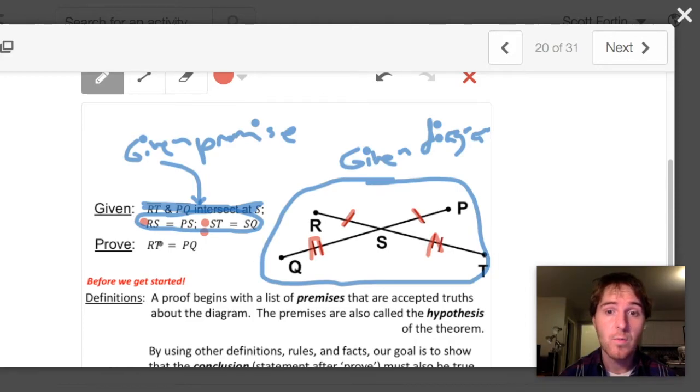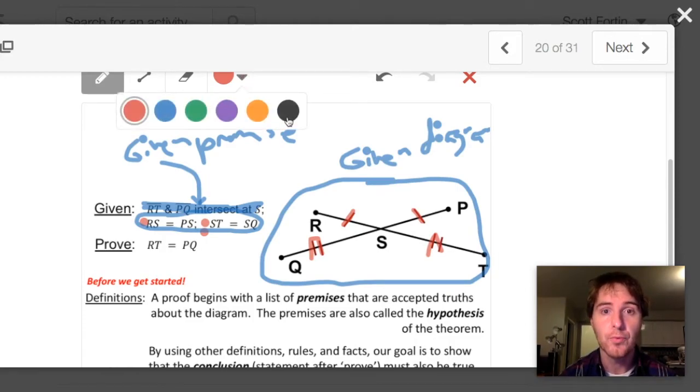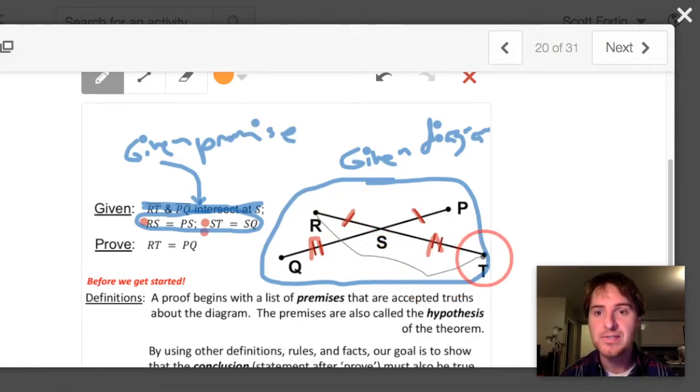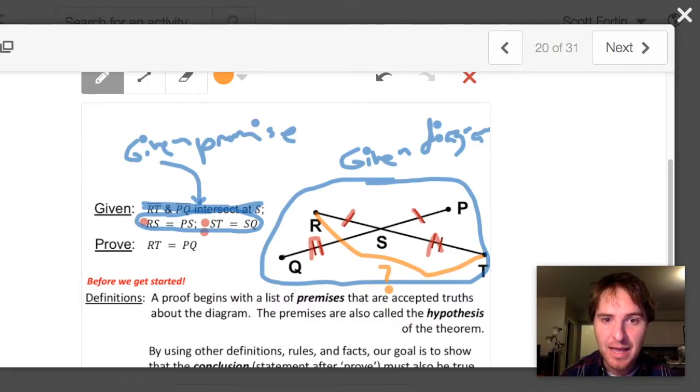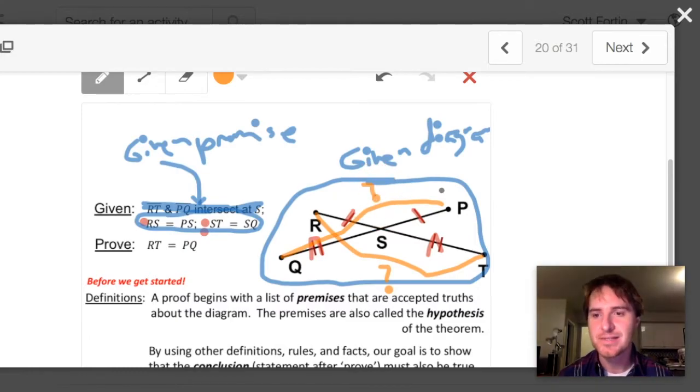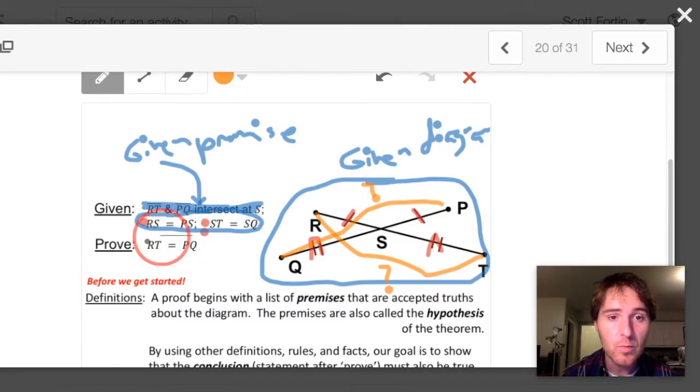The goal here is that we want to prove that RT, this whole length here, is going to be the same length as this whole thing here, PQ, right? PQ right here. And you might look at it and be like, well, obviously, but how could you justify it? What are the rules, definitions, and maybe previously proven facts that can help prove this, which is this fact, that RT equals PQ? And that's what we're going to do right now.